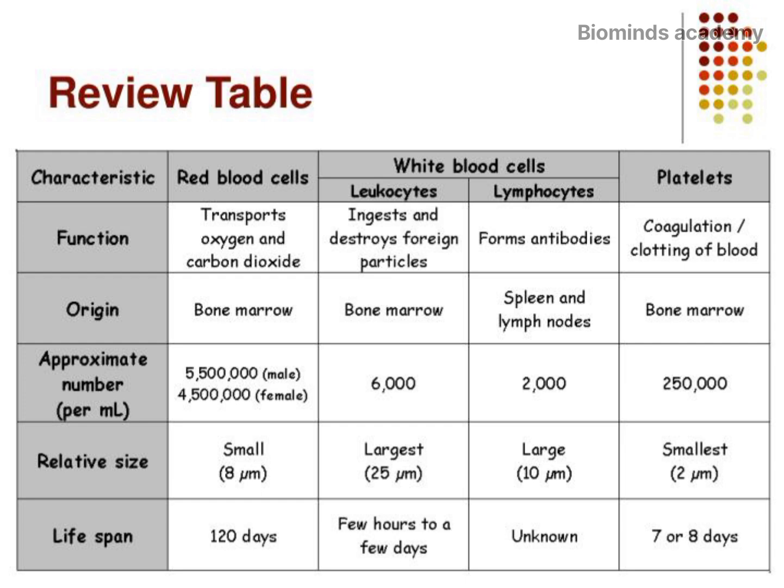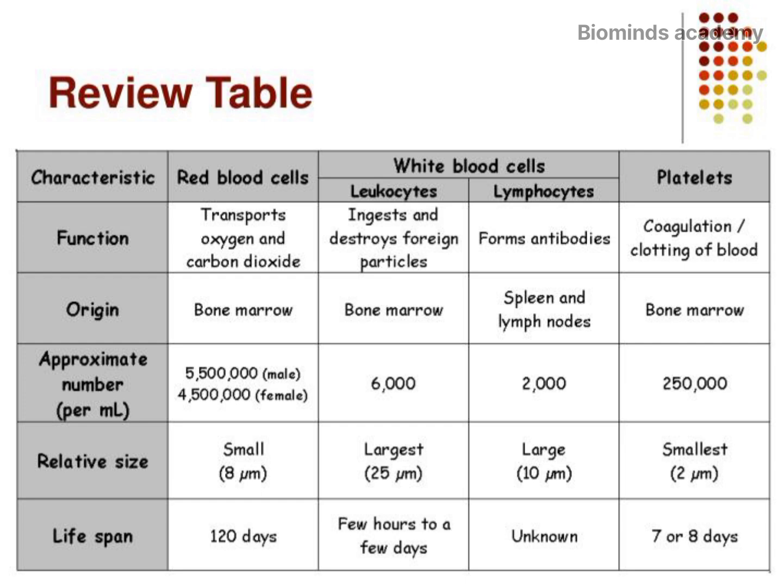And the WBC, that is the leukocytes and the lymphocytes. These function to ingest and destroy foreign particles, and the lymphocytes help in forming antibodies. Their birthplace is bone marrow, spleen and lymph nodes. The leukocytes' approximate number is 6,000, and the lymphocytes' approximate number per ml is 2000. Leukocytes are largest, 25 micrometer, and lymphocytes are also large, 10 micrometer. The lifespan of leukocytes is a few hours to a few days, and of lymphocytes is unknown.